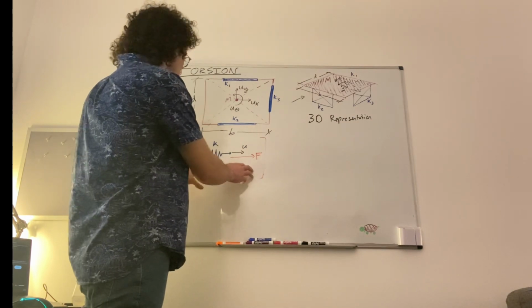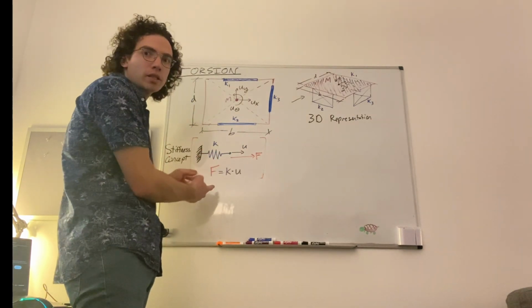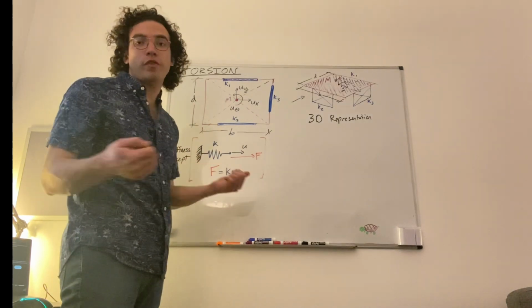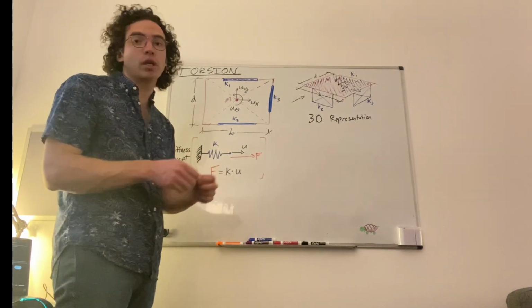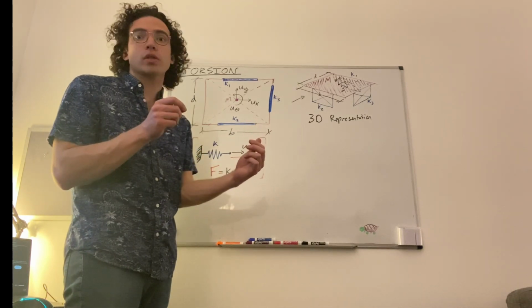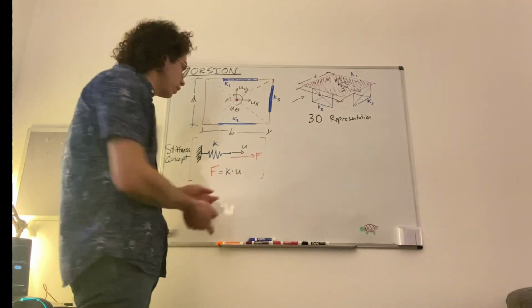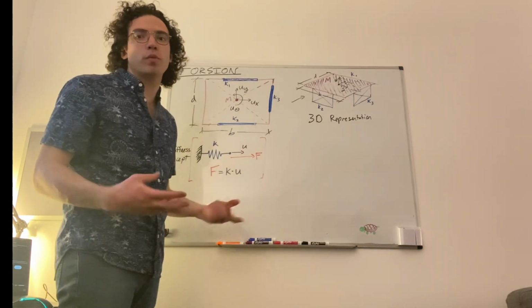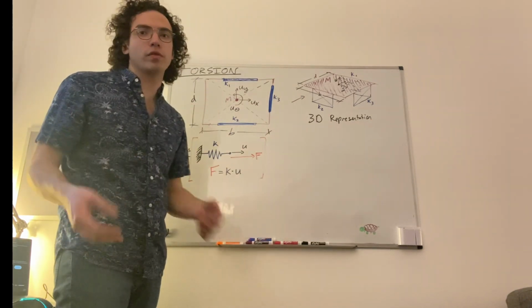So for the one spring example, 1 degree of freedom, the way to find out the stiffness, if you had a spring, would be to pull it a certain length and then measure the force and then divide the two, and then you'd find K. With a building, you can't really just build the building and then push it and then measure the force.